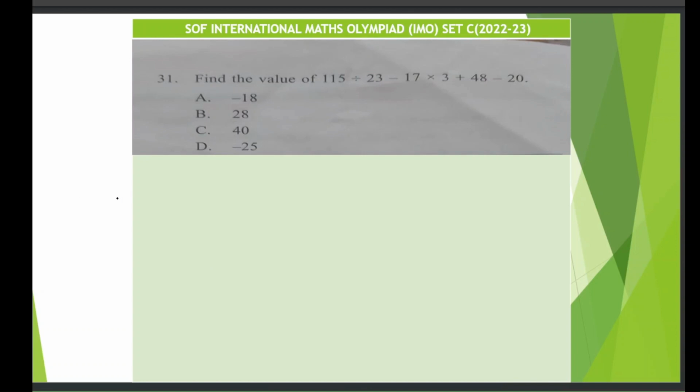Question number 31, I will first write down the question. The question is 115 divided by 23 minus 17 into 3 plus 48 minus 20. So if we take BODMAS rule, first we have to divide. So if you divide 115 divided by 23, it will be 5, because 23 multiplied by 5 is how much?